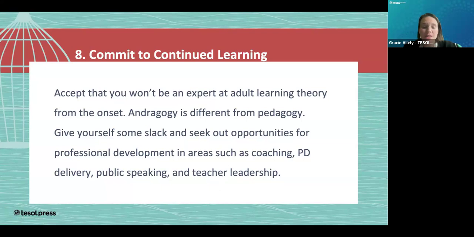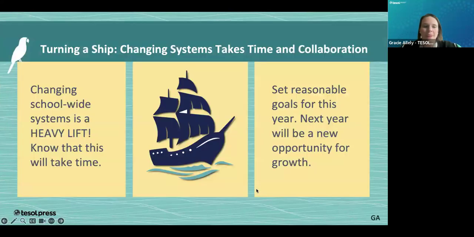But we do always encourage our coaches to dig more into this because a lot of the times, as educators, we're very comfortable talking to our students, but if we get in front of a group of adults, we freeze up and it's a different story. So this is definitely an area that our coaches are encouraged to continue learning.